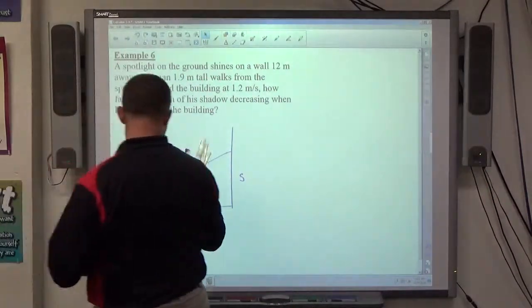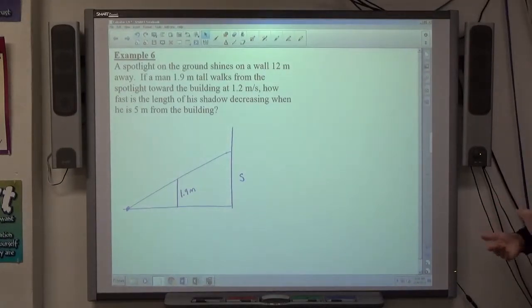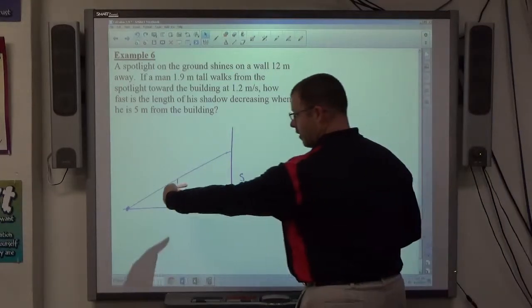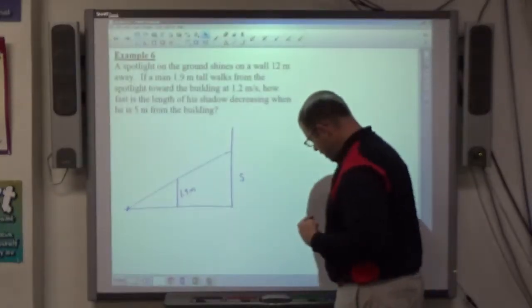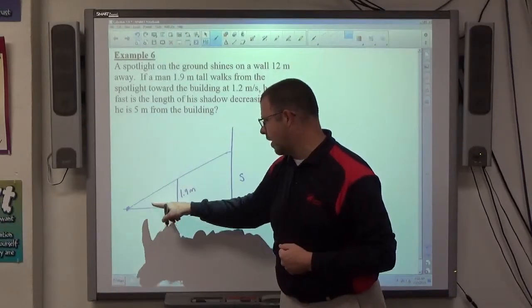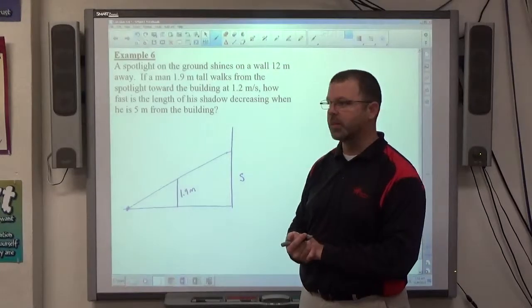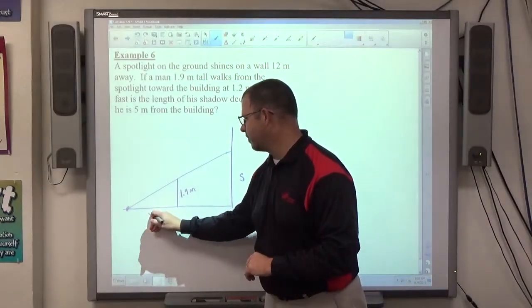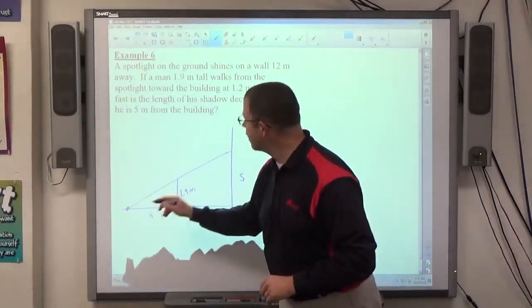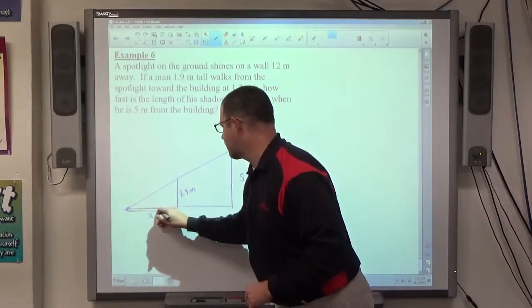And again, won't worry about which direction he's going. The other thing that's happening is he's walking from the spotlight towards the building. So he's going this way, right? All right. So this or this, the distance he is from the spotlight or the distance he is from the wall is changing. Take your pick. Doesn't matter which one you go with. I'm going to go with this as x here. X is the distance. Let me highlight that with some different colors. So this right here is x.